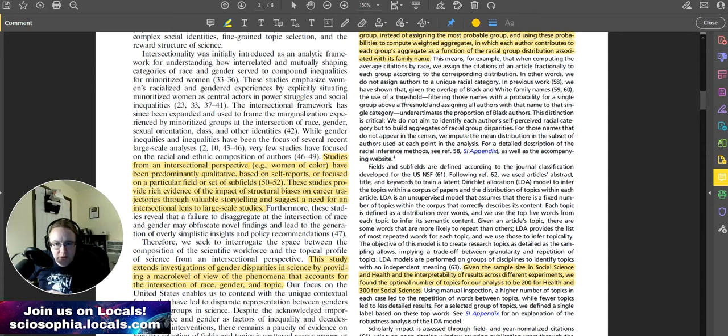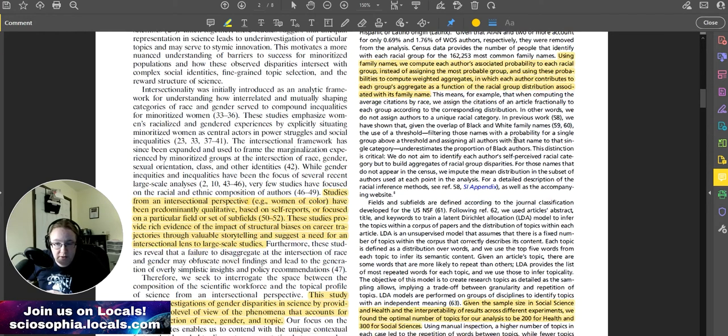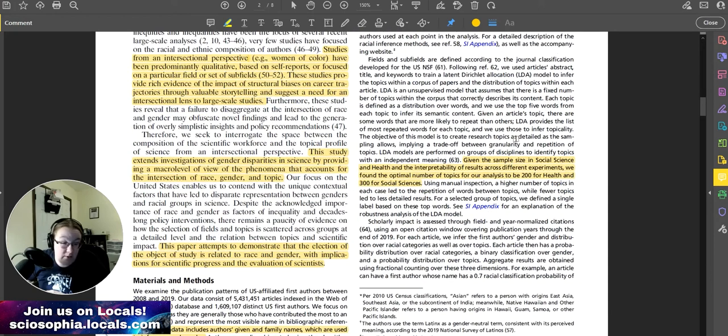In previous work, we have shown that given the overlap, filtering those names with a probability for a single group above a threshold, deciding all authors underestimates the proportion of black authors. Well, that's good to know. At least they listed that. I would give you some credit there. Again, I want to know the accuracy of your probability weighting approach too, which is not in here. I would prefer to see it here, not in an appendix.